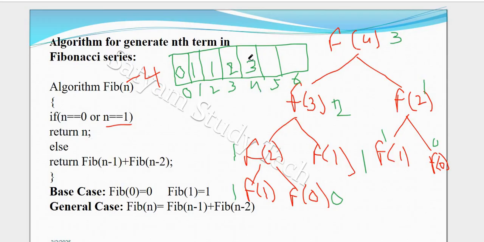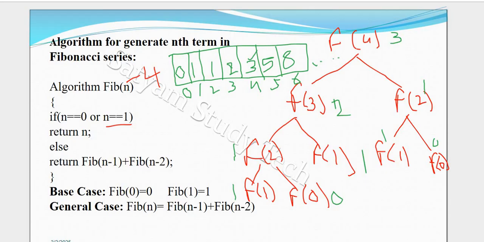So fib of 4, the value is 3. This is the value. Next, if you find out the fib of 5, 3 plus 2, that is 5. If you want to find out fib of 6, that is 5 plus 3 is 8, like that, and so on. You can find the Fibonacci nth number.